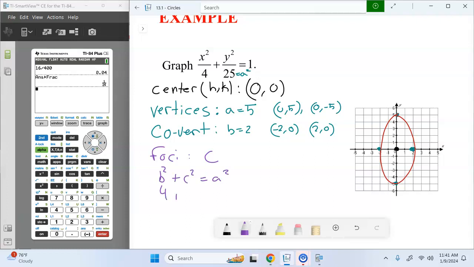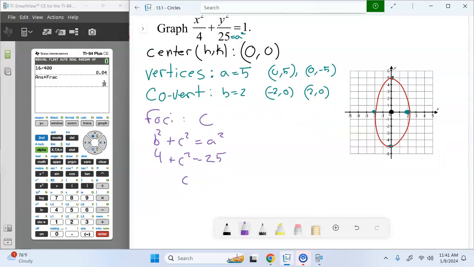Okay, so 4, 25. So we get C squared is 21. C is the square root of 21. And so if I want to plot those, we need to figure out what is the square root of 21. And we see that we get approximately 4.6. So we'll just go up and down about 4.6 to get our ordered pair. So up 4.6, down 4.6.